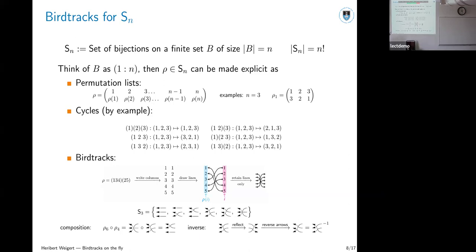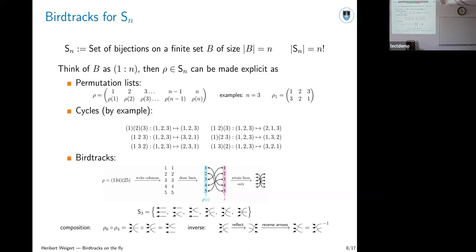So 1 goes on to 3, 3 goes on to 4. You just follow the arrows, goes into the 4th position. You just follow the arrows as they are, and then you just retain the lines, and you have a representation of your permutation as a conglomerate of lines that tell you which position goes where.